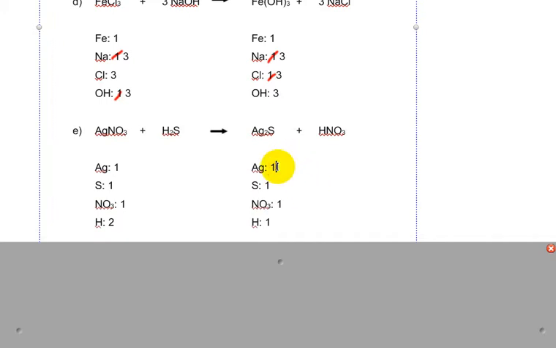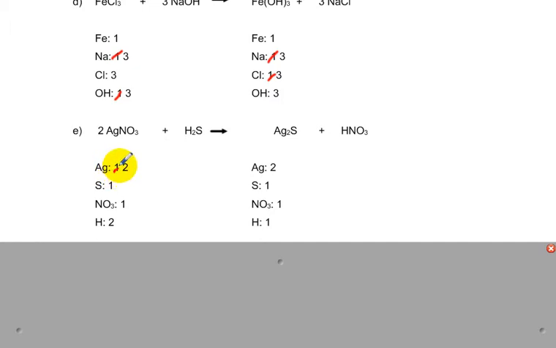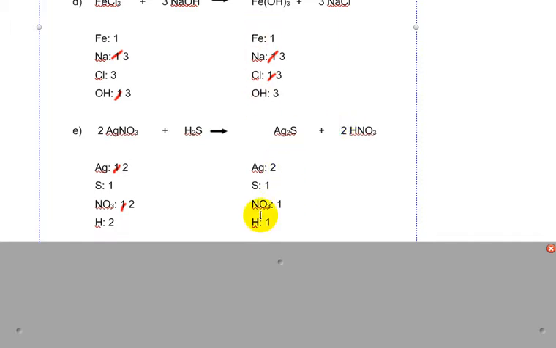Oh, and up here, shoot, I actually have 2 silvers, as you can see. Okay, so I'm going to have 2 silvers on this side. Put a 2 in front of there. So that's going to give me my 2 silvers, but it's also going to give me 2 nitrate groups. So there we go, 2 nitrates. So of course I'm going to have to come up with 2 nitrates on this side by putting a 2 in front of there.